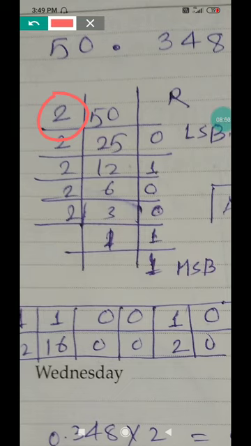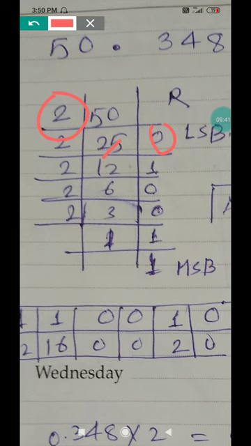So the quotient will be 25 and remainder will be 0. This R indicates remainder. Now this 25 will be divided by 2 again. The quotient will be 12 and remainder will be 1. Similarly, divide 12 by 2, quotient will be 6, remainder will be 0. Again divide 6 by 2, you will get quotient 3, remainder 0. Then again divide 3 by 2, quotient will be 1, and it will finish.